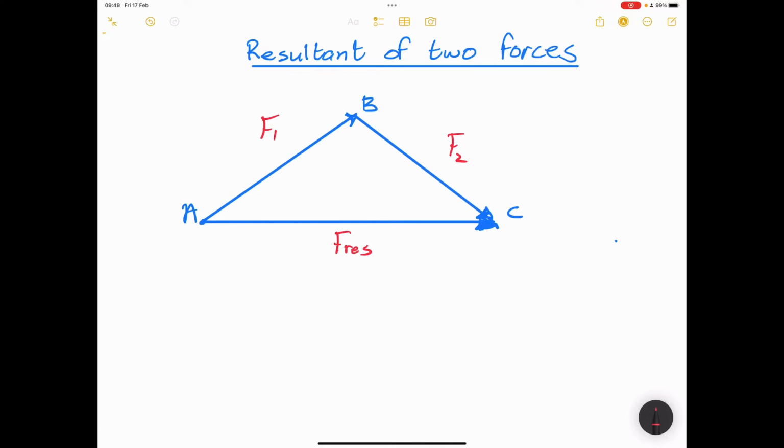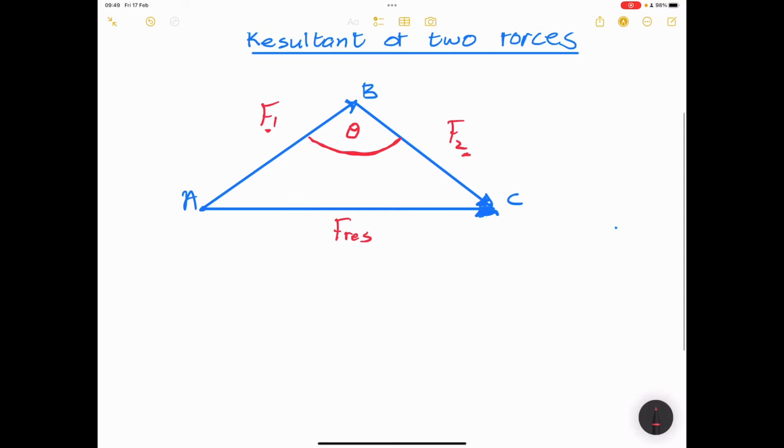Now, suppose we're given force F1 and F2, and they have given us the angle in between. We call that the included angle, meaning two sides and the angle between them. Suppose we had this angle here, let's call it theta. So that's angle B. How would we calculate the resultant force?